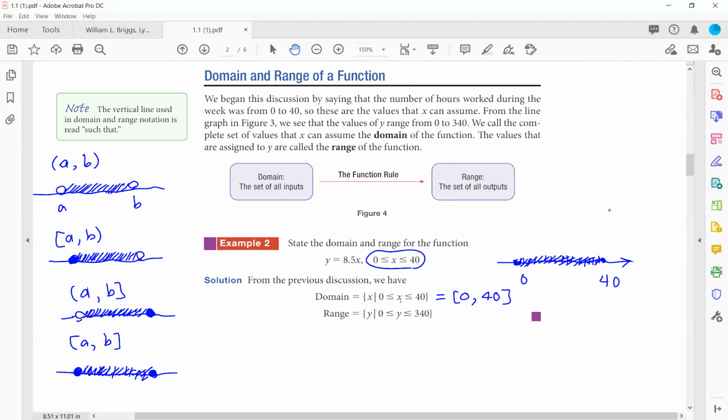As usual, we can use set notation, the set of all y values. Guys, here we are using variable y because we are working with the y-axis, vertical axis, such that y values are between 0 and 340 inclusive. Since we have equality on the left and right-hand side, it means that we are working with a closed interval, 0, 340.